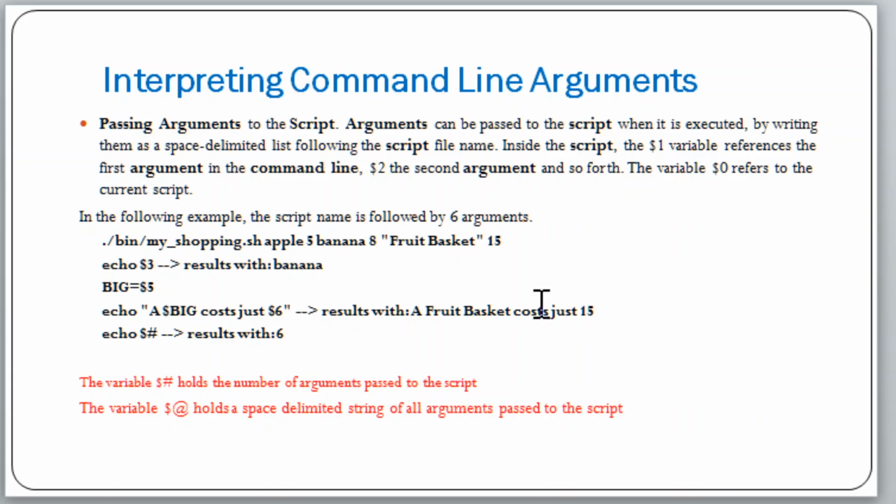Let's switch to our next subject here, which is interpreting command line arguments. Arguments can be passed to a script when it is executed by writing them as a space-delimited list following the script file name. Inside the script, the $1 variable references the first argument in the command line, $2 the second argument, and so on. The variable $0 refers to the current script. So guys, in the following example, the script name is followed by 6 arguments. We have ./bin/myshopping.sh, and we give it apple 5, banana 8, fruit basket, and 15.